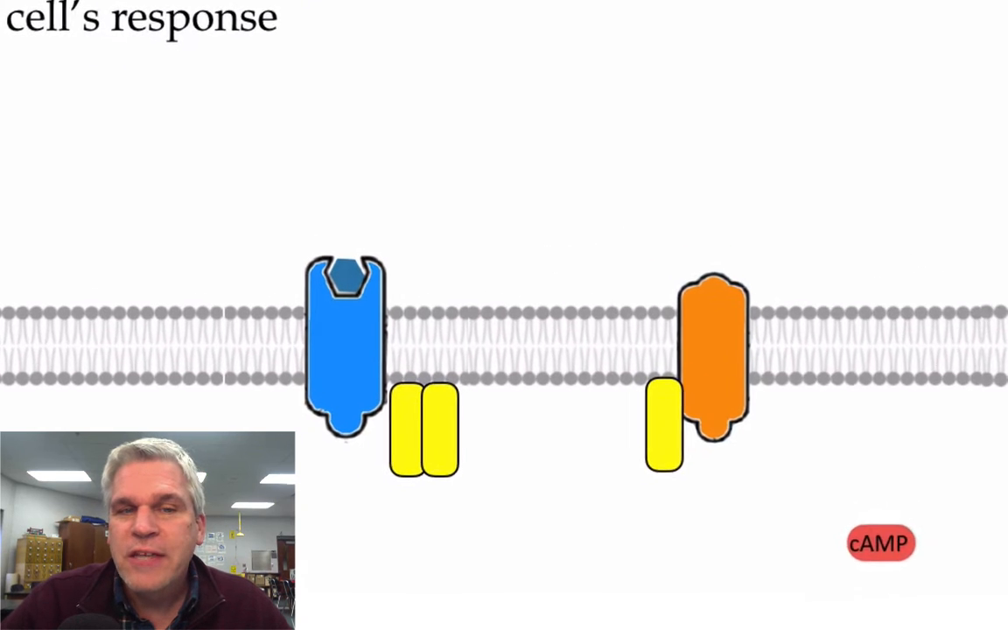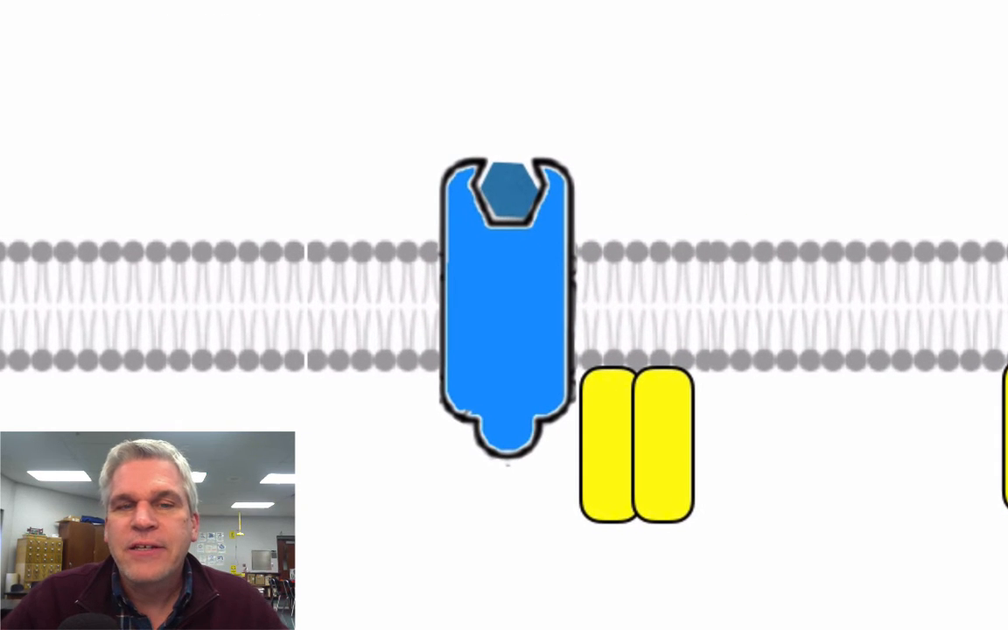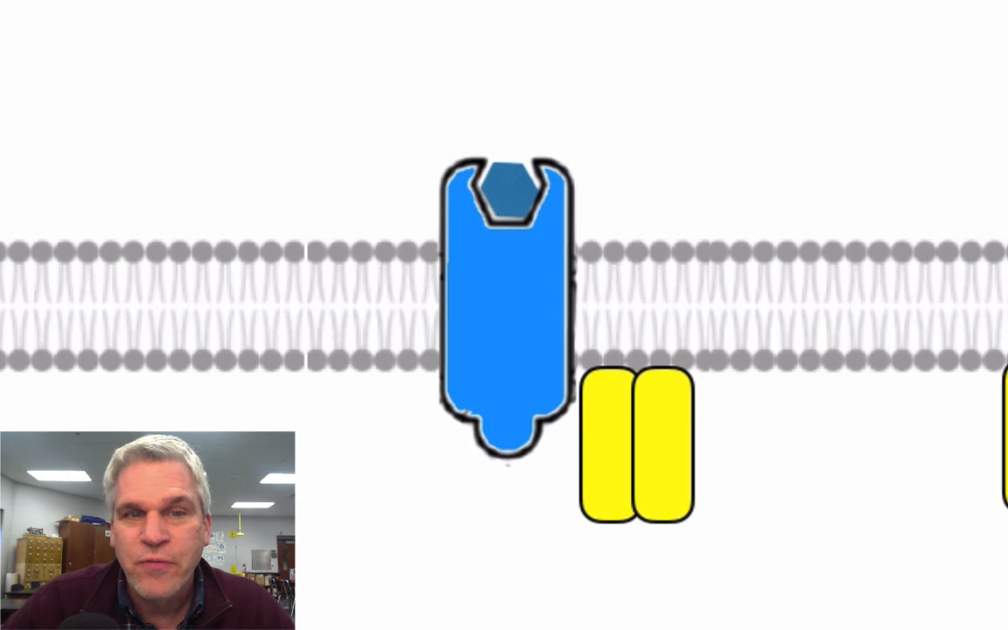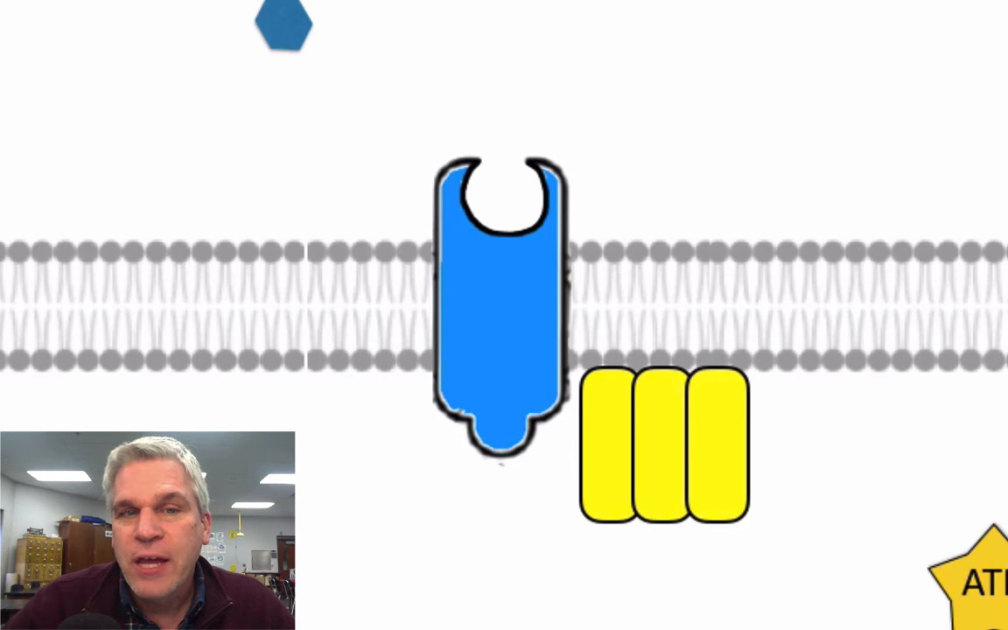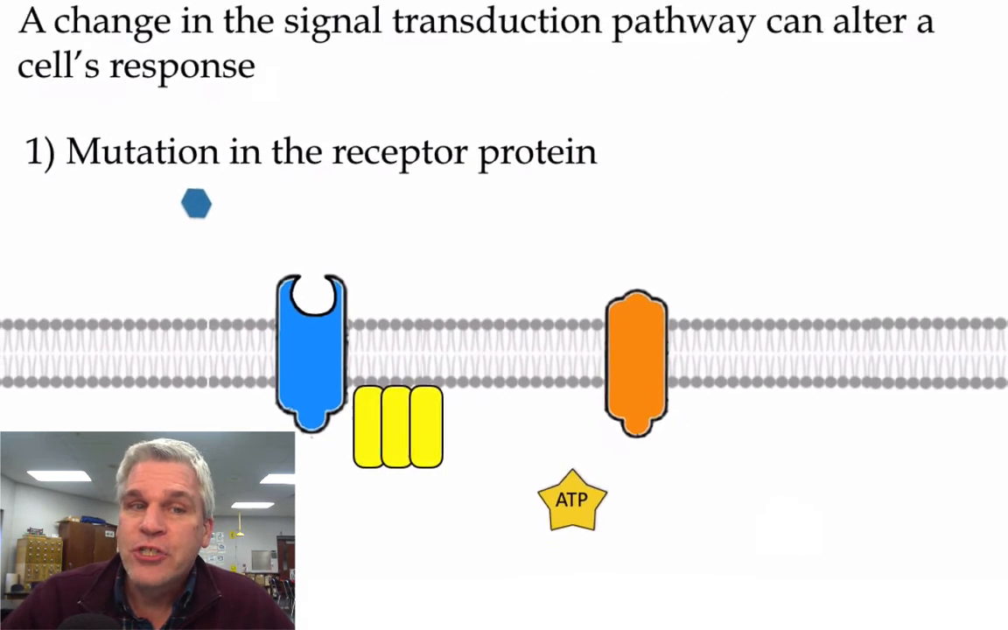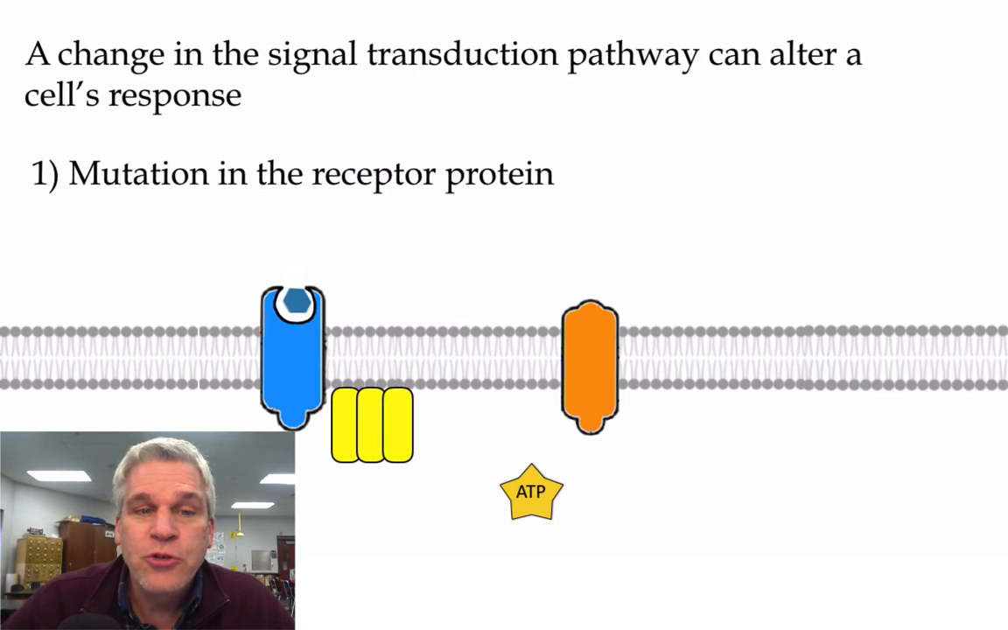First off, I want you to take a careful look at the blue receptor. Watch how that changes here as I move the slide. It has a different shape to it. So it's possible that there is a mutation in the receptor protein, which now has a different shape. So when the ligand attaches to that receptor protein, nothing happens. Hence, nothing beyond the ligand attaching to the receptor is going to happen in this signal transduction pathway.